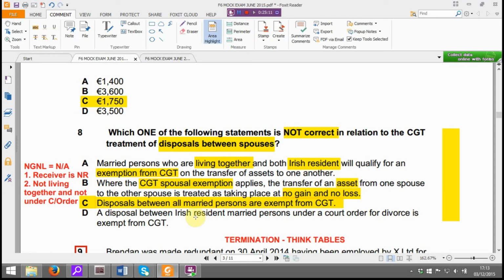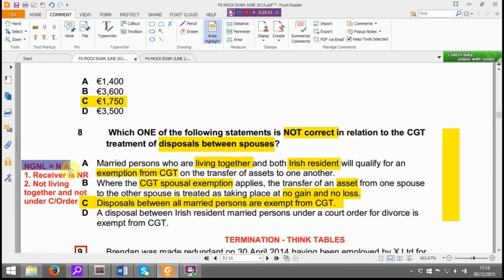A disposal between Irish resident married persons under a court order is exempt from CGT. So again, that is correct. I mean, our basic rule is that the people need to be living together. But let's just say that we have a situation where they're not living together, and indeed they're about to get divorced under a court order. Then certainly any transfer as, let's say, part of the divorce settlement from one to the other is exempt.